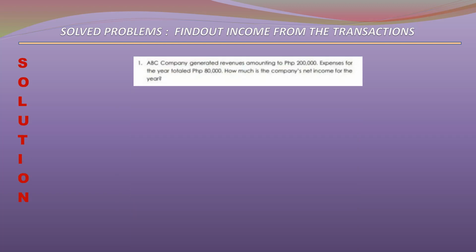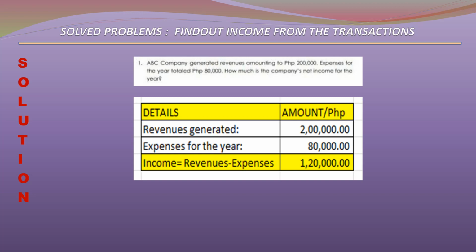Solution. 1. ABC company generated revenues amounting to 200,000. Expenses for the year total 80,000. How much is the company's net income for the year? Details, amount. Revenue generated 200,000. Expenses for the year 80,000. Income is equal to revenues minus expenses: 120,000.